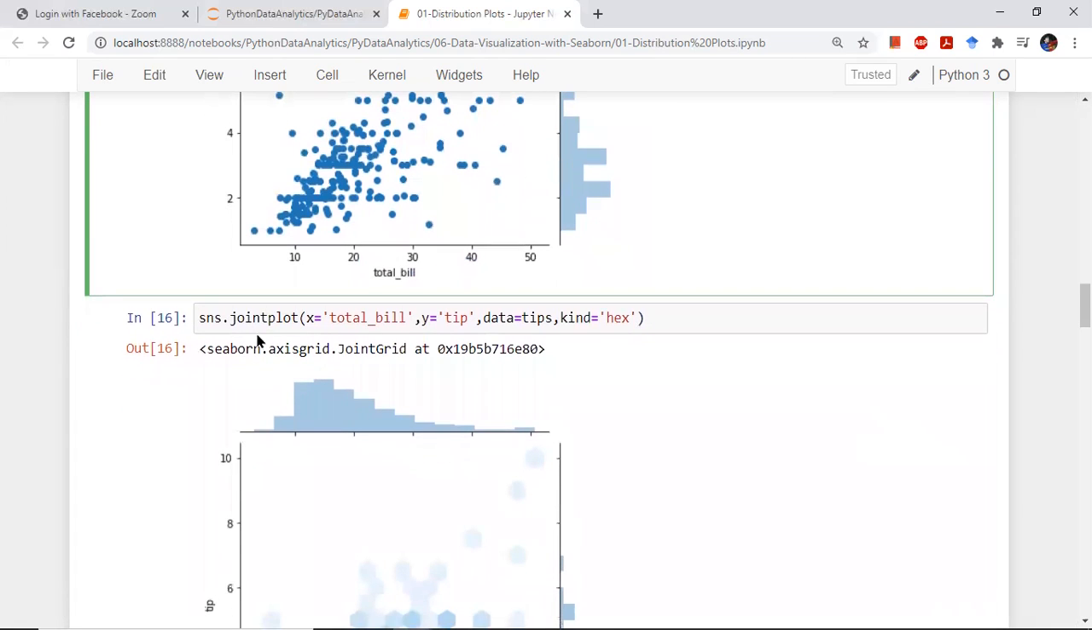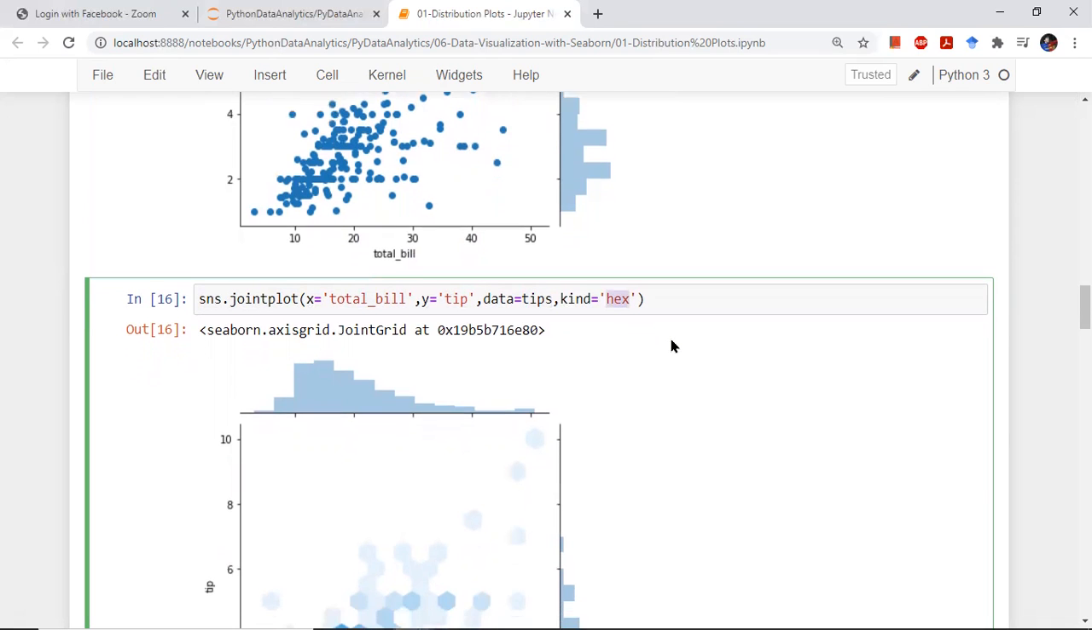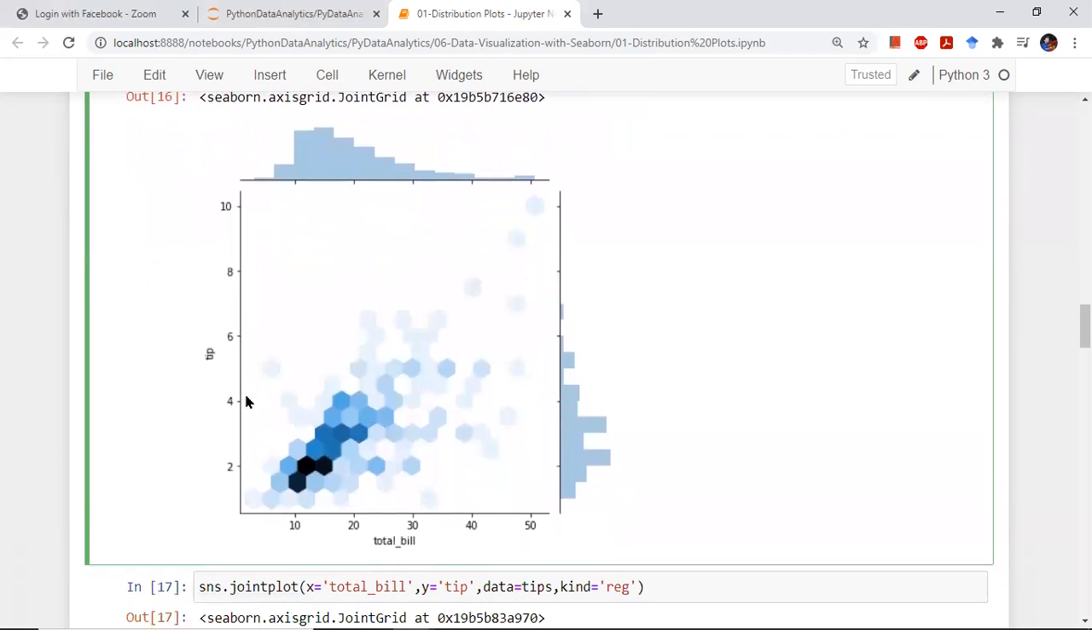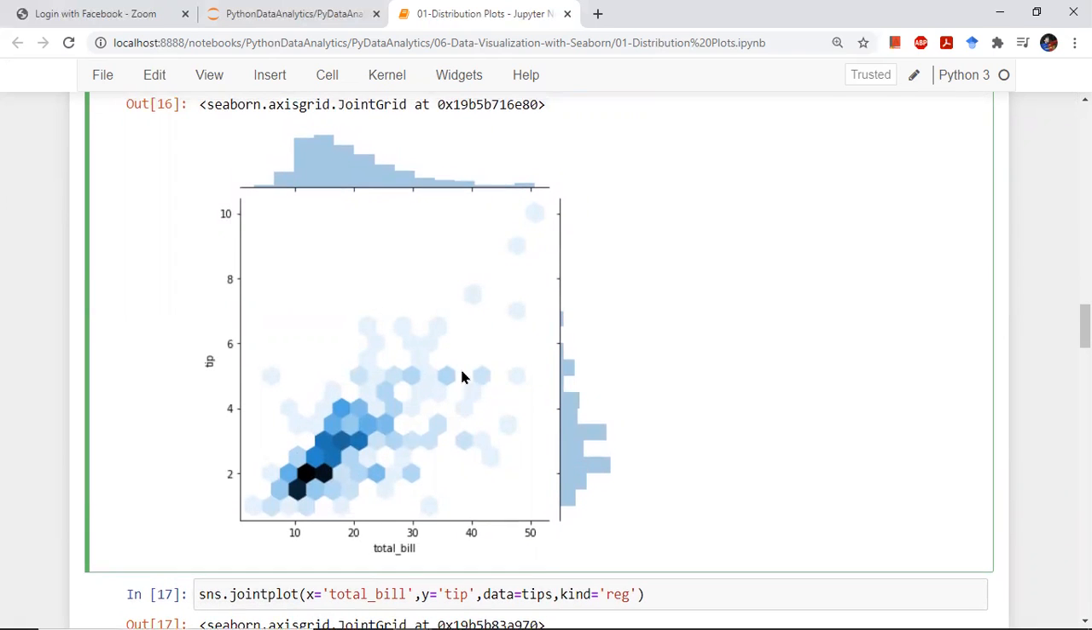Now suppose there is one more parameter. In this plot we are plotting the same sns.jointplot for total bill and tip from the tips data set, and this time I want the kind to be hex. So I will get a plot like this. All the data points are represented by hexagons instead of circles.